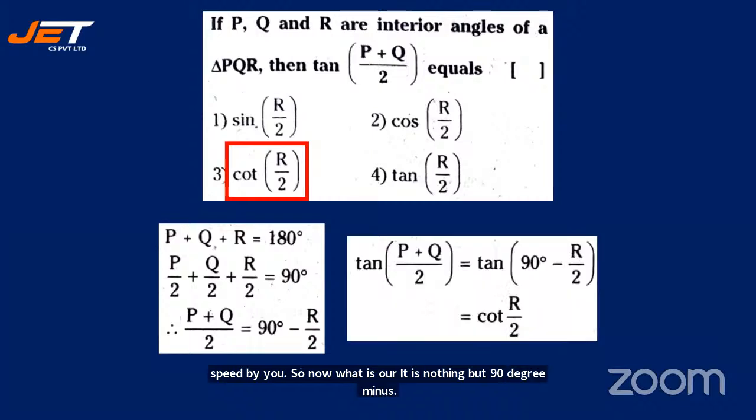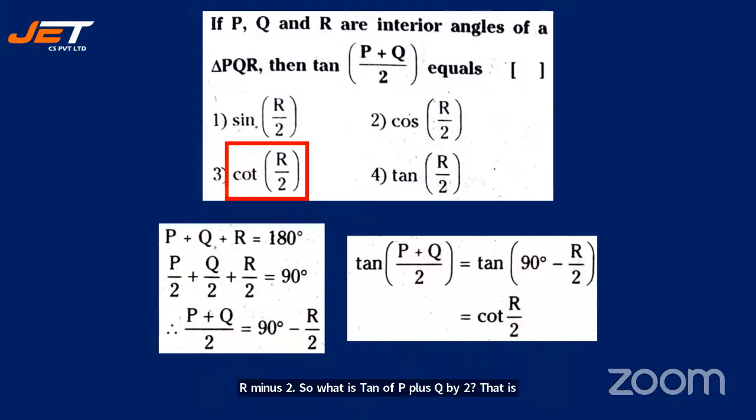So what is tan of (P plus Q) by 2? That is tan of 90 degrees minus R by 2. What is tan of 90 degrees minus theta? It is nothing but cot theta. That is cot of R by 2. All right? Yes. Please use the formulas and then give me the answers.